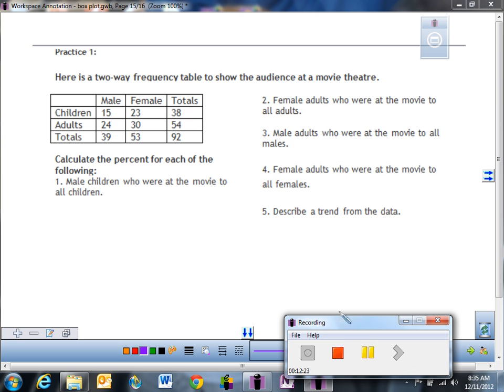Here's a two-way frequency table that shows the audience at a movie theater. So we have children, adults, male, and female. Calculate the percentage for each of the following. Male children who were at the movie to all children. So we have 15 male children, all children is 38.